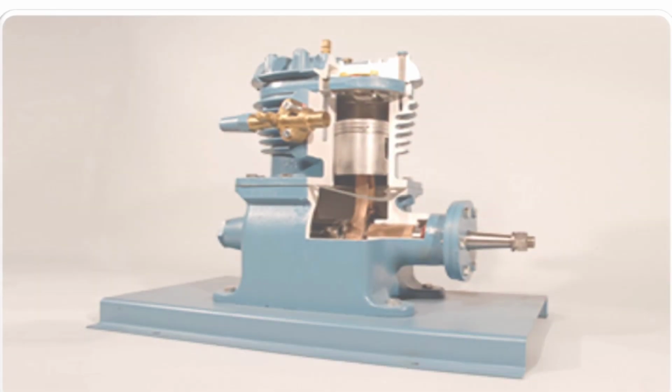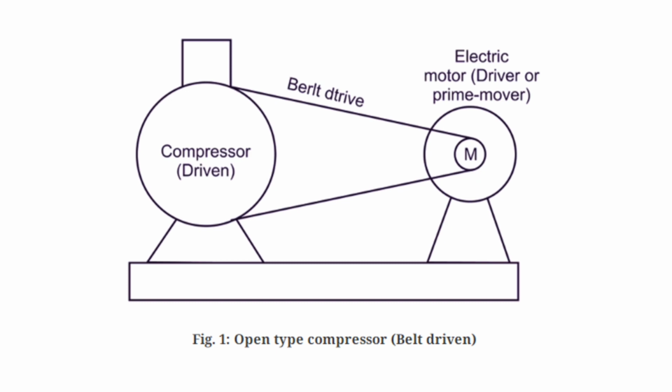Compression is the first step in the refrigeration cycle, and the compressor is the piece of equipment that increases the pressure of the working gas. Refrigerant enters the compressor as low pressure, low temperature gas and leaves the compressor as a high pressure, high temperature gas. The compressor used in a refrigeration system is the belt driven type, in which the compressor is driven by a motor through a belt.